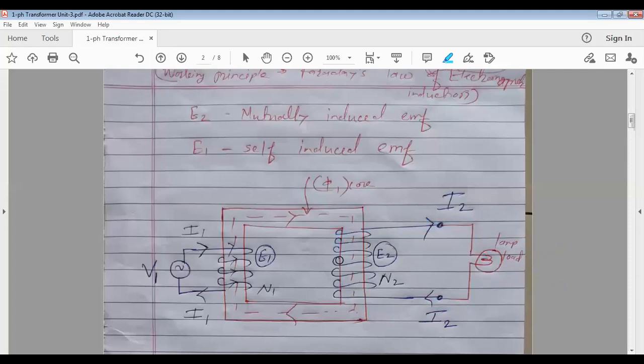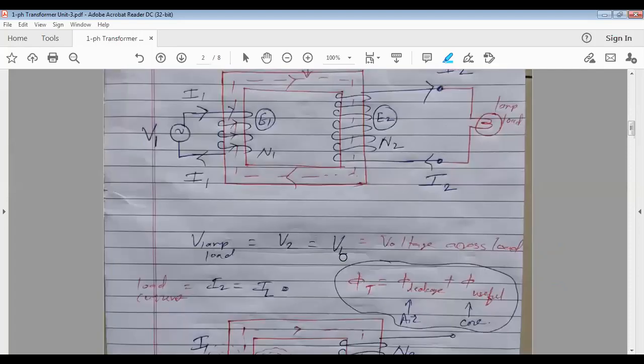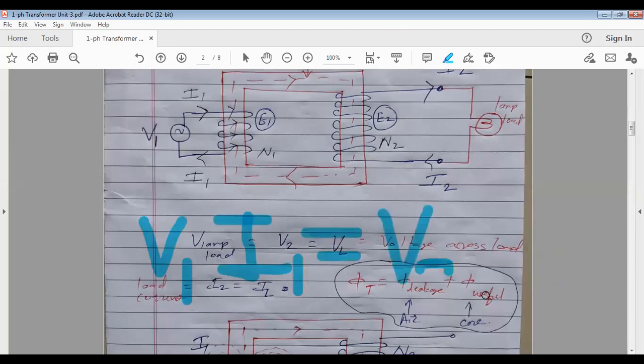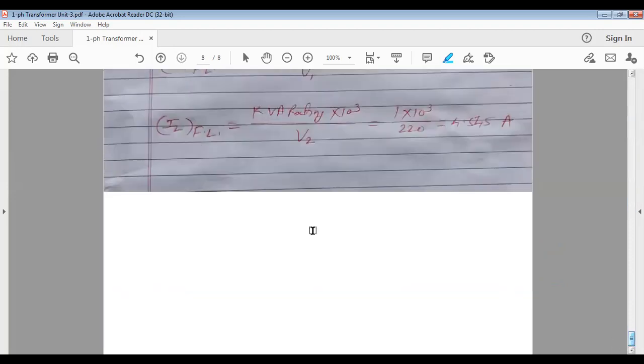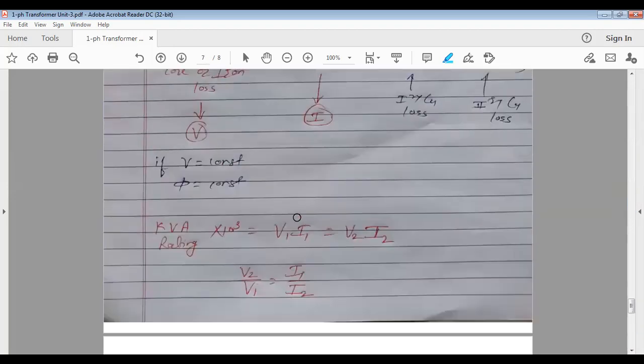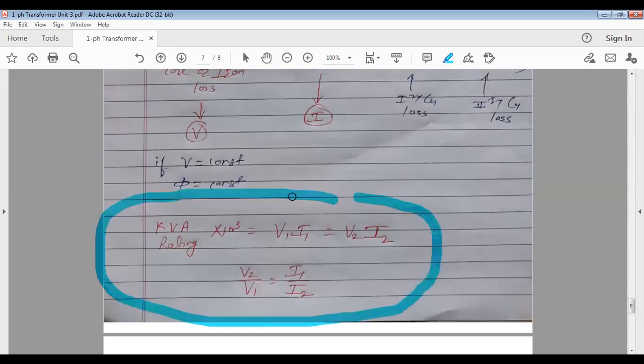Okay, now we'll learn about the kVA rating of a transformer. There you will find the kVA rating times 10 to the power 3 is equal to V1 I1 is equal to V2 I2. Okay, here I have written it. Why the rating of a transformer is given in kVA, that also we'll see soon. See here, this one formula: kVA rating times 10 to the power 3 is V1 I1 is equal to V2 I2.